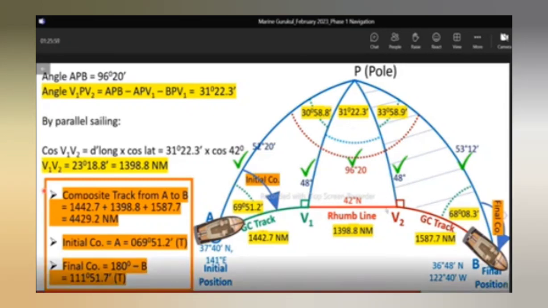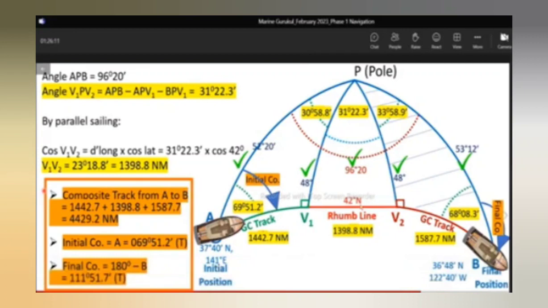That is Papa Victor 1 Victor 2, this is not a spherical triangle. Why? Because Victor 1 Victor 2 is a small circle. It is the parallel of latitude 42 degrees north. It is a small circle, cannot apply spherical trigonometry. Okay, okay sir, thank you sir. So don't use Napier for the middle triangle or the cosine formula for the middle triangle, cannot use. Okay, thank you sir.